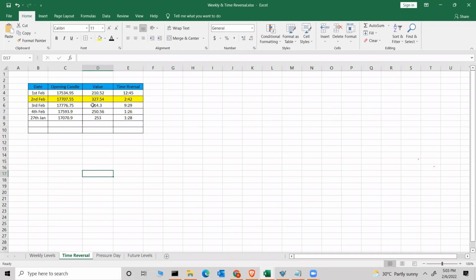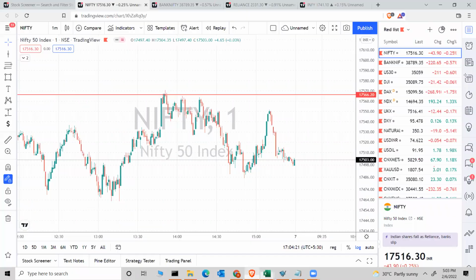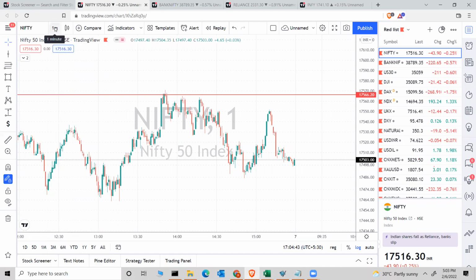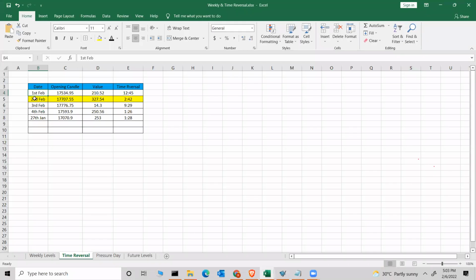So let's start with the 1st Feb. Okay, on 1st Feb, what you need to do is first you have to have a TradingView account. Those who do not have a TradingView account, please open a TradingView account. It's free. So now change your time frame from 5 minutes default to 1 minute view. So I'm selecting 1 minute. So now let's go to the 1st Feb.